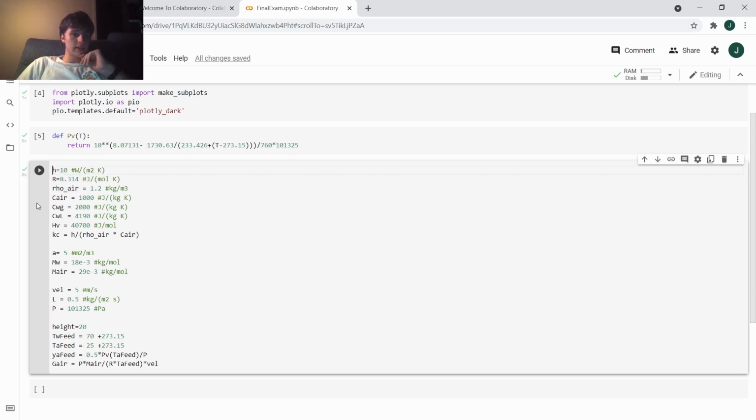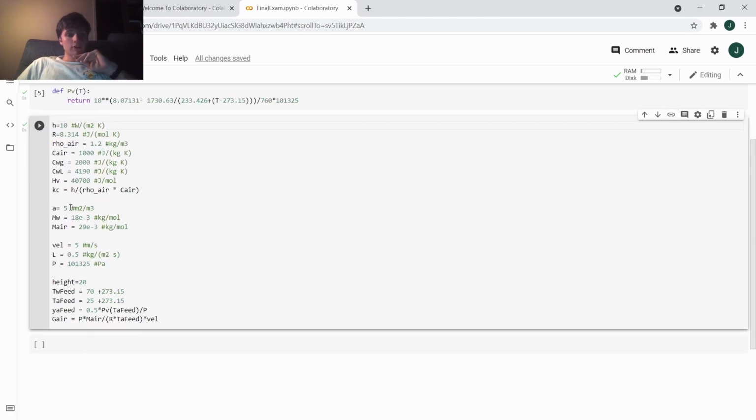Density of the air, and since we're dealing with energy transfer, we also have to have the specific heats of the air, the water in the vapor form, the specific heat of the water in liquid form, and then also the enthalpy of vaporization, since the water is going to be evaporating. And then we also have the mass transfer coefficient in terms of the heat transfer coefficient. This is just the Lewis relation, which we talked about in the last video.